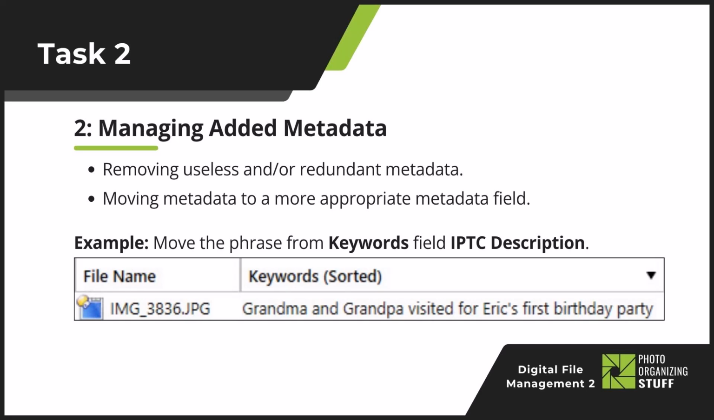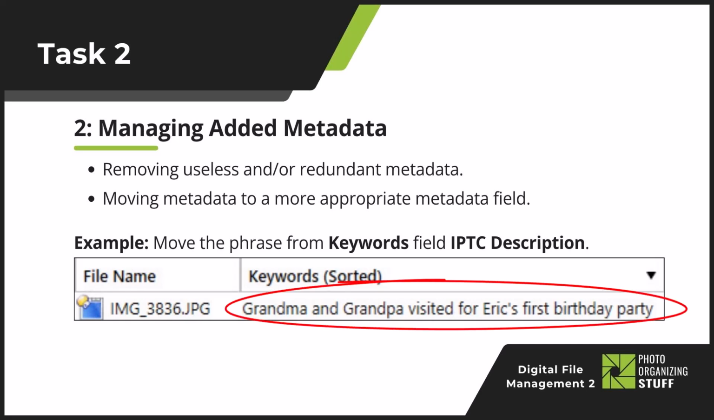If a project's scope includes preserving added metadata, it also helps to remove useless or redundant metadata, like a description that reads Olympus Digital Camera. And sometimes it's a good idea to move metadata, like the phrase shown here in the keywords field, to a more appropriate field. Phrases like this belong in the description field.